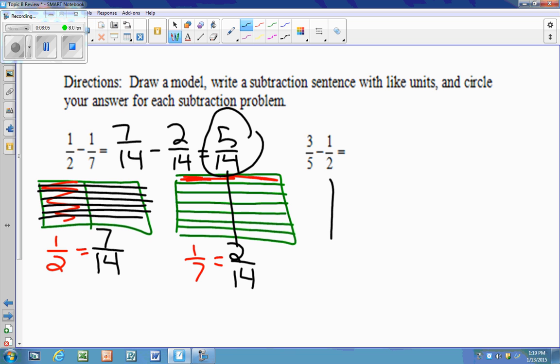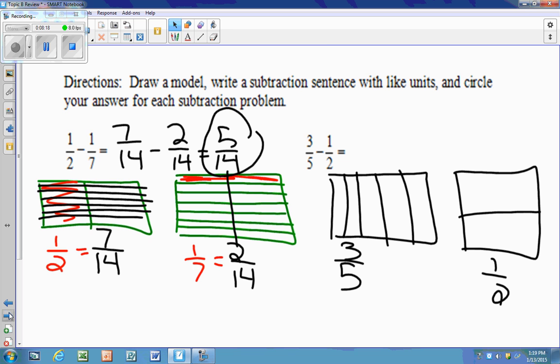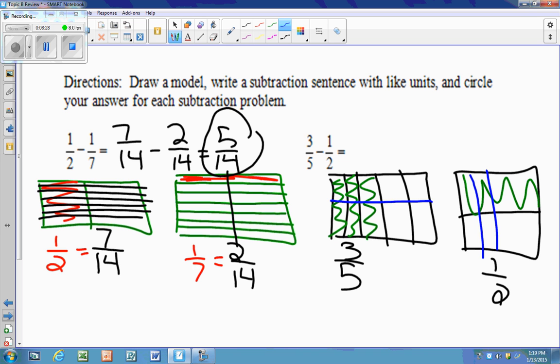Now over here we have 3/5. And over here we're going to have 1/2. We're going to shade in 3/5 and shade in 1/2. And then we're going to fill in our opposite direction. And we know that that gives us 6/10 and 5/10.